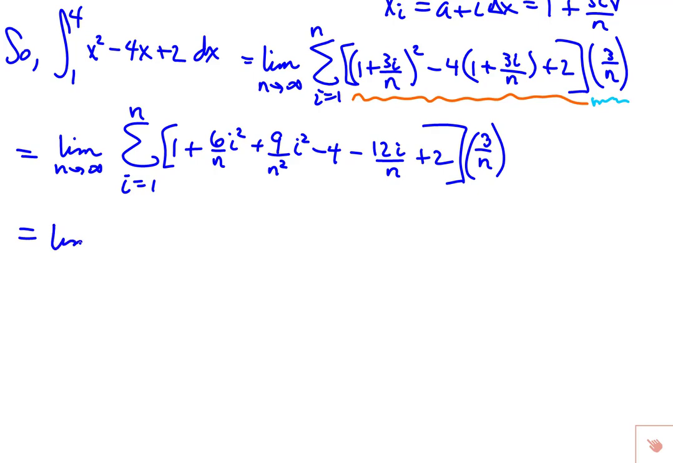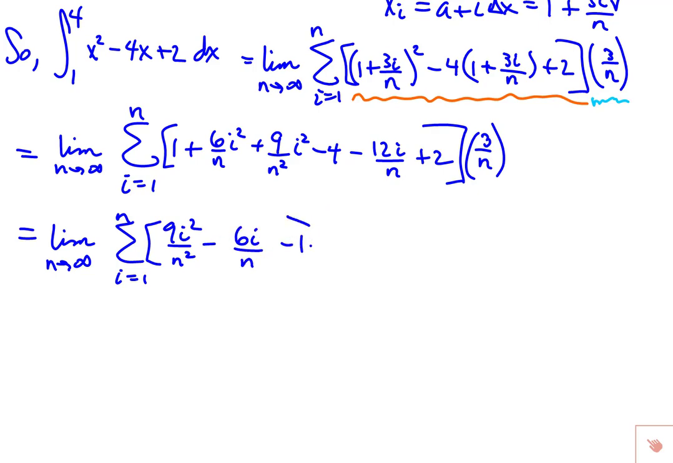If we take a second to combine some of the like terms, let's rewrite this as the limit as n approaches infinity of the sum from i equals 1 to n, that just keeps getting rewritten every time, of, now in brackets, if we combine like terms inside our brackets from the previous step, we should end up with 9i squared over n squared minus 6i over n minus 1 in the brackets. That's just simplifying those brackets, a little arithmetic involved in that. And then don't forget we're multiplying by 3 over n after that.